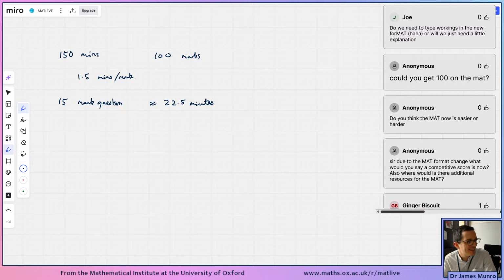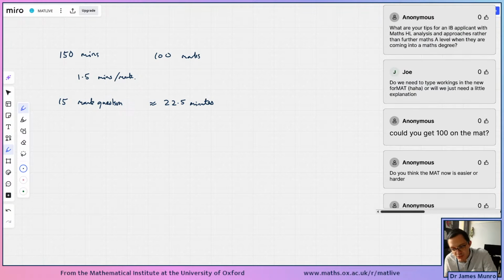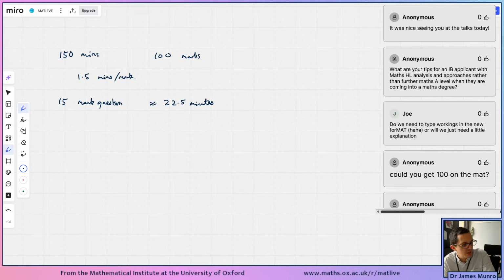Do we need to type workings in the new format? Just explanations. We've designed these long questions. You'll see if you look at the 2024 questions, we've designed these questions so that you can answer them using words and a standard keyboard and basic symbols that are on a standard keyboard. You're not expected to type up detailed workings.